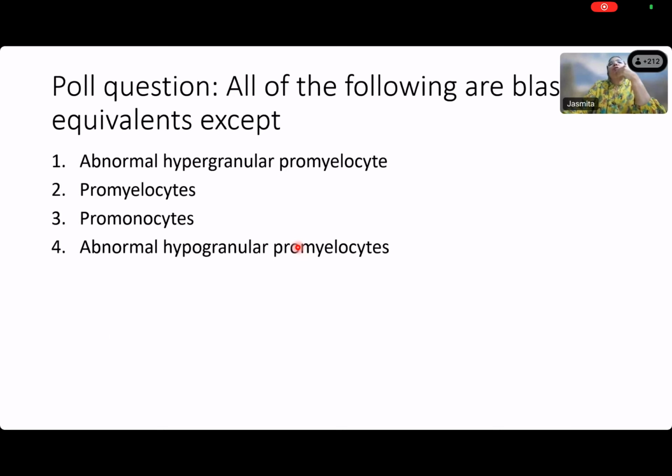Now let me ask you another question. All of the following are blast equivalents except: your options are hypergranular promyelocyte, abnormal promyelocytes, promonocytes, and abnormal hypergranular promyelocytes. Everybody whose answer is 2 is correct. It is a normal promyelocyte that is not a blast equivalent.